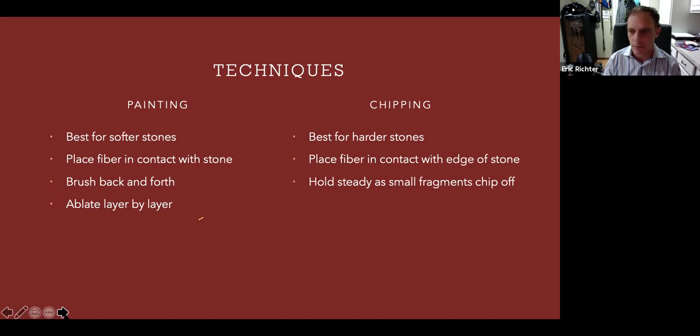So chipping, this is a technique best for hard stones, so cystine or calcium oxalate monohydrate. And you're basically placing the fiber in contact with the edge of the stone, and then you're holding the stone steady. So you may have it pinned against the back of the calyx, and then you do that until small fragments chip off.